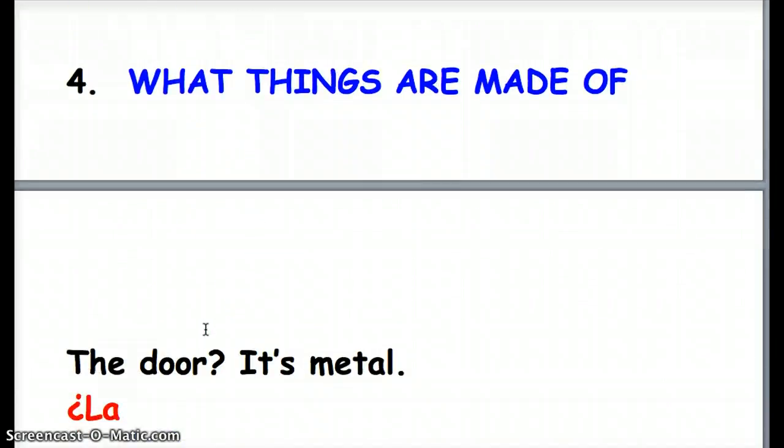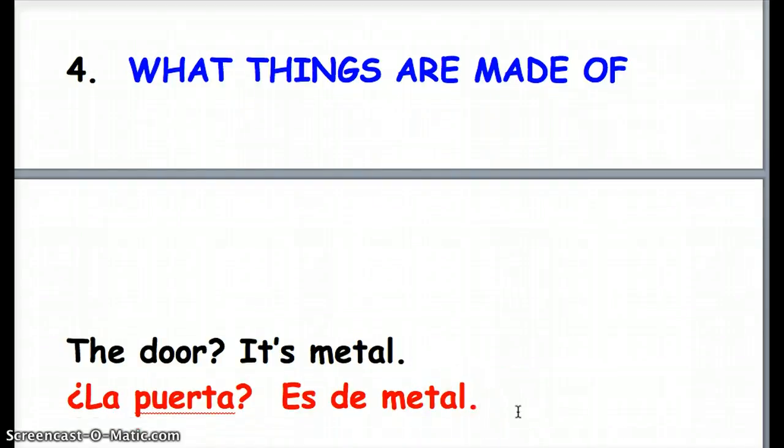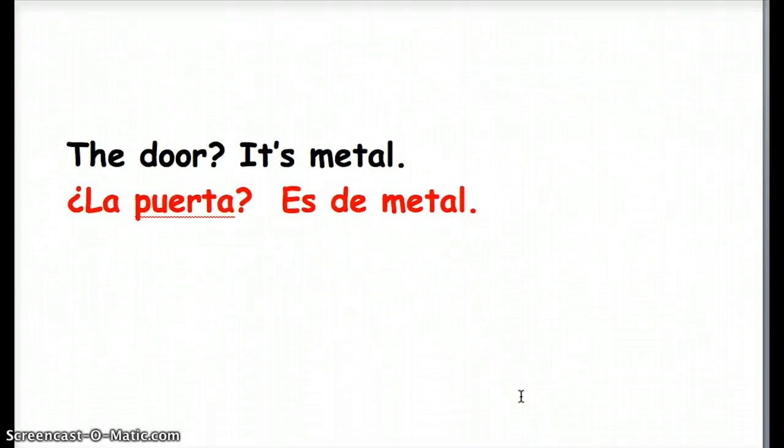And the final category, what things are made of. Once again, we're talking about the essence of something. What makes it be what it is? So if we say the door, it's metal, La puerta es de metal. In Spanish, you're going to say it's of metal. So whether things are wood or plastic or cloth, all of those would be reasons to use a form of ser.